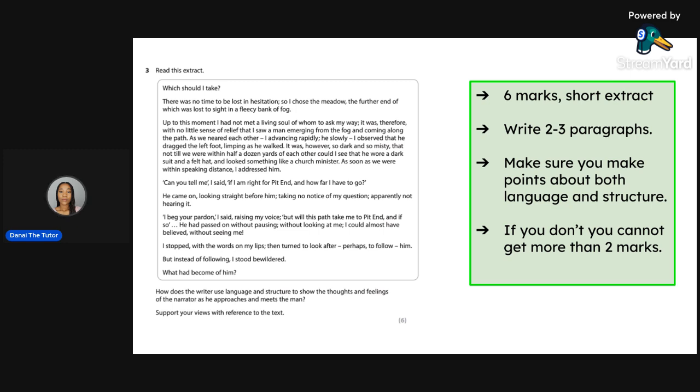Make sure that you make points about both language and structure, because if you don't, you cannot get more than 2 out of the 6 marks for this question. So that's the key thing here. If you write 2 paragraphs, write one about language and the other about structure. If you write 3 paragraphs, you can mix and match: 2 structure, 1 language, or 2 language and 1 structure, as long as you have both of those in there.